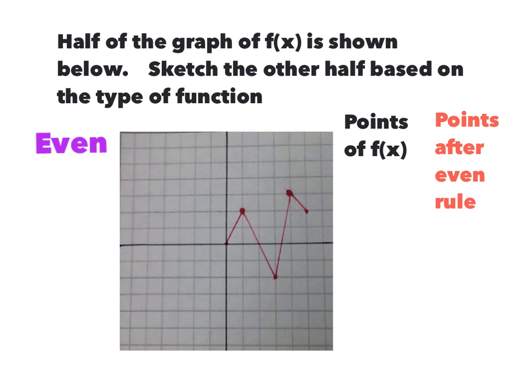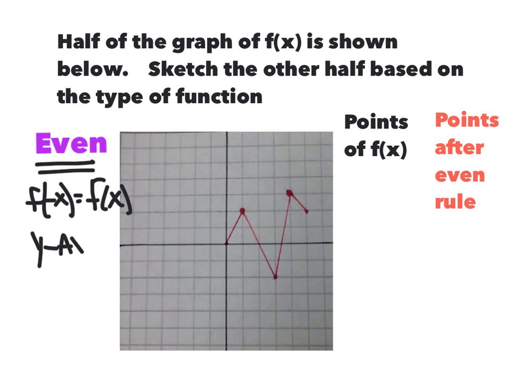Okay, so now let's look at a graphical approach. So half of the graph of f of x is shown below. Sketch the other half based on the type of function. So they're going to tell us that this is an even function. Okay, so remember, there's a couple things we need to know about even. First, we need to know the rule. So f of negative x, we always substitute that in, and if it's even, we get the original f of x out. And we need to know it's symmetric to the y-axis.